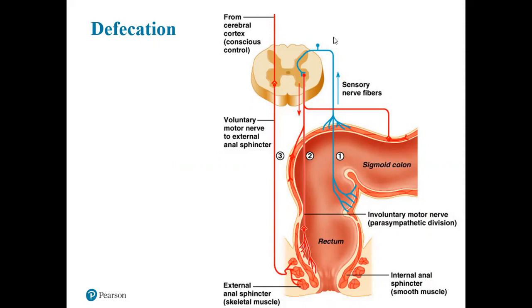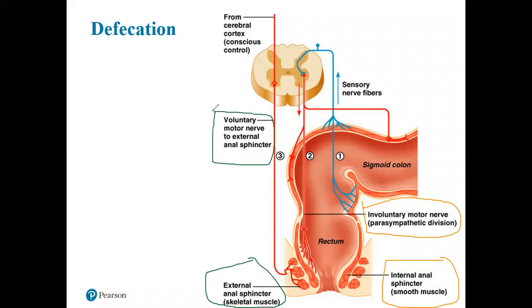The internal anal sphincter, as one would expect, is made up of smooth muscle because it is under involuntary nervous control. The external sphincter is made up of skeletal muscle, as you would expect, because it is under voluntary motor control. So you do need to know which sphincter is smooth muscle and controlled by the parasympathetic division, and which sphincter is made up of skeletal muscle and controlled by the voluntary nervous system.